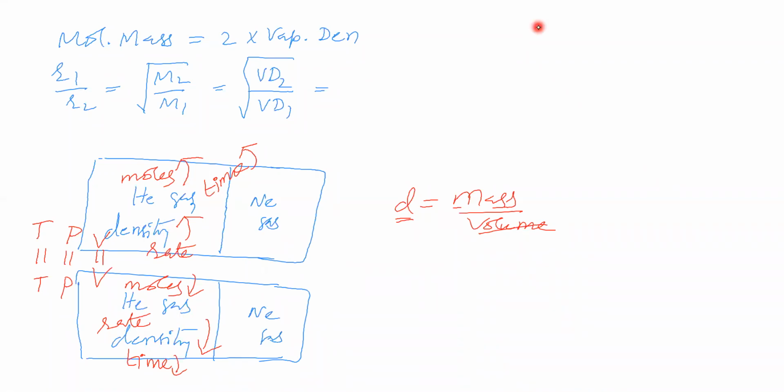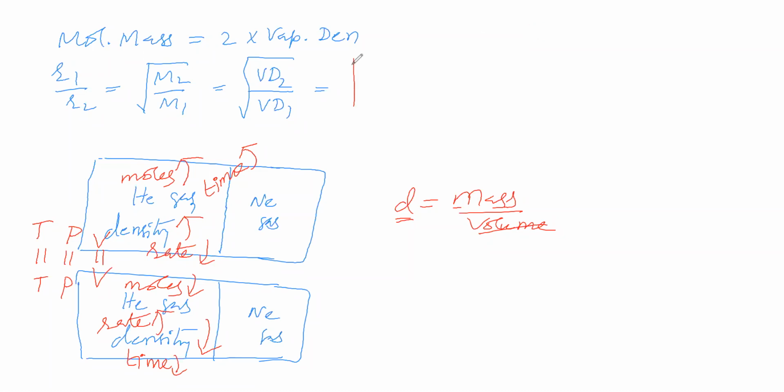Rate of diffusion means velocity of diffusion. So if the rate of diffusion is low, then density is high. Rate of diffusion and density are inversely proportional.